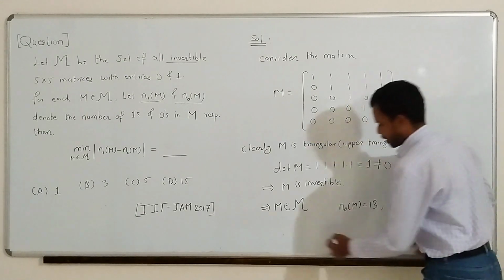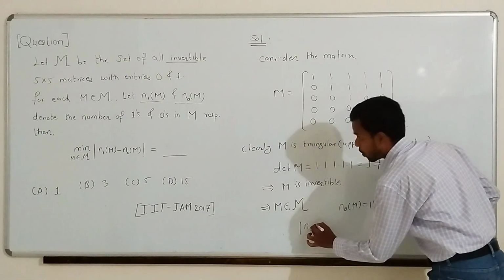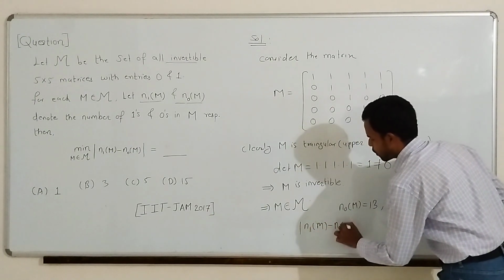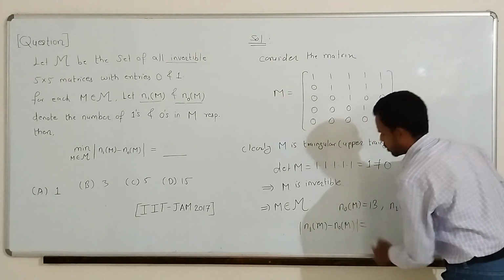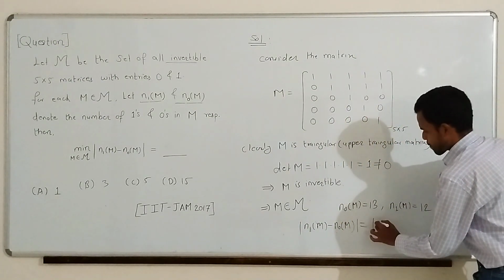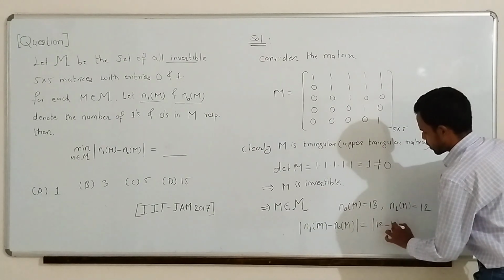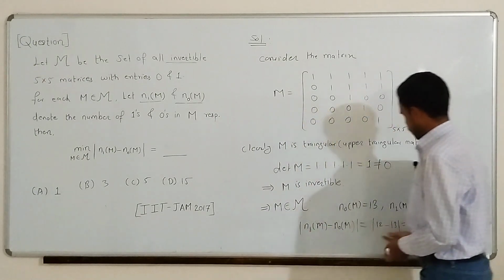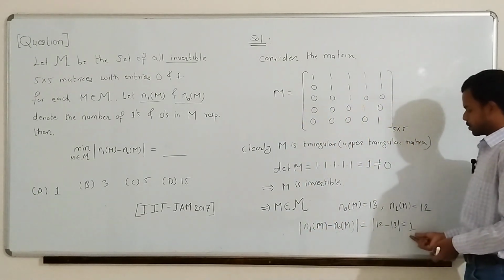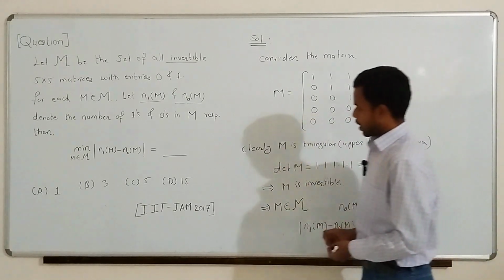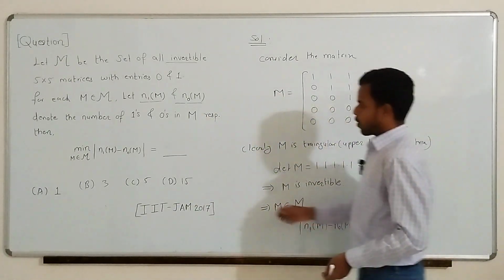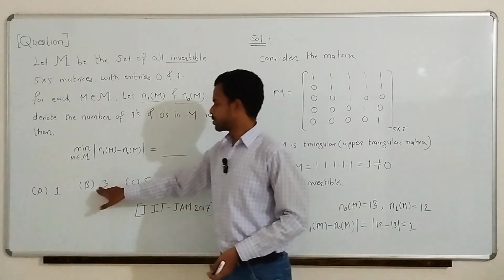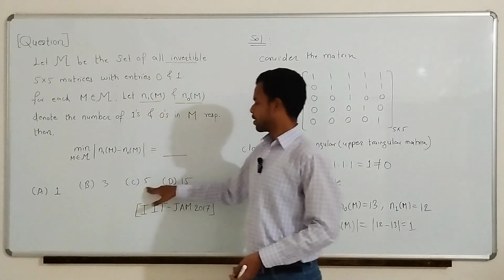So, calculate the modulus of n1 of m minus n0 of m. What is this? 12 minus 13, this will be 1. So, we found that the absolute value of this difference comes to 1. And clearly, all other options contain values which are greater than 1.